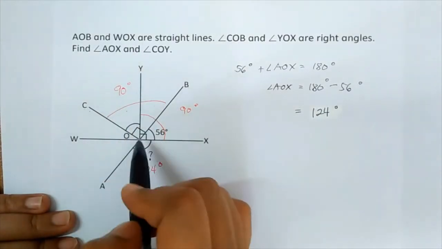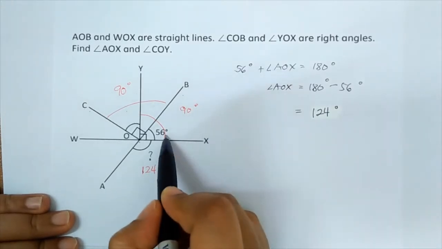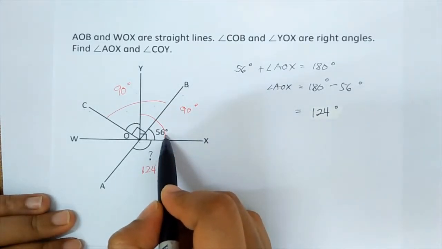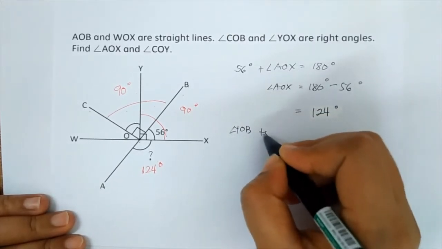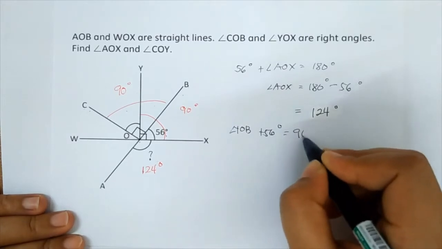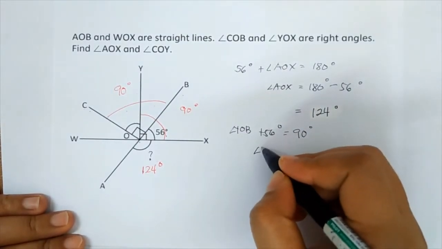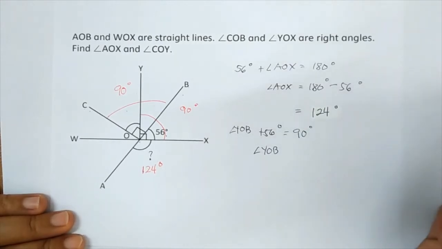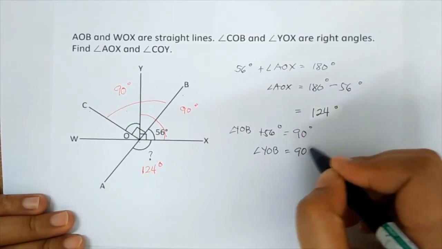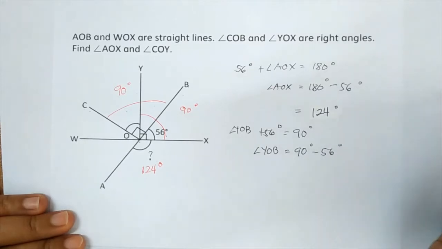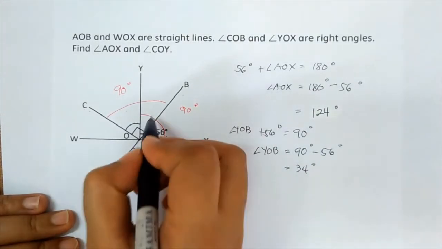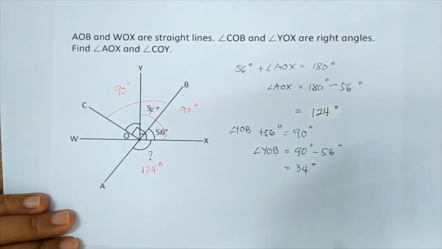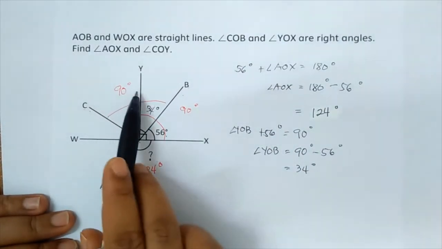Yes, this angle YOB plus 56 is equal to 90 degrees. So angle YOB plus 56 degrees is equal to 90 degrees. How are we going to find angle YOB? Very good. Subtract 90 and 56. If we subtract, it will be 34 degrees. So this is 34 degrees. Can we find now angle COY?